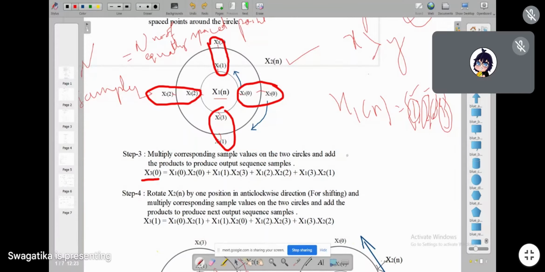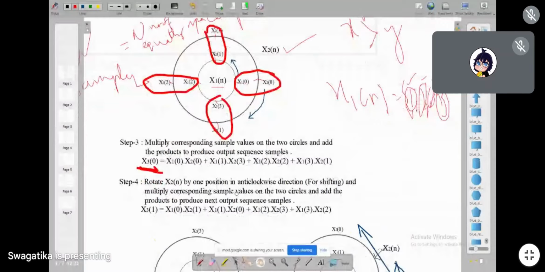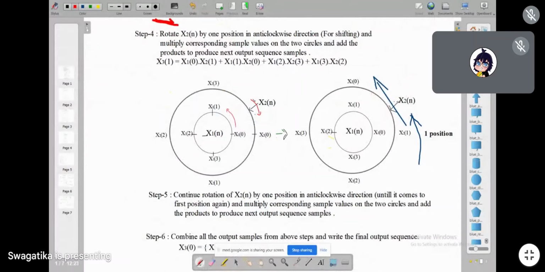Yes, ma'am. So this much is completed, that you have got your first sample of your convolved signal. This is the first sample of your output signal, isn't it? Now for the next step, you have to rotate your x2 of n, means the outer circle, by one position. You have to shift only one position in anti-clockwise direction.